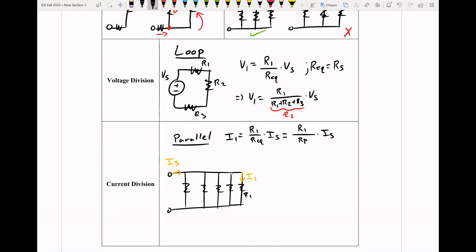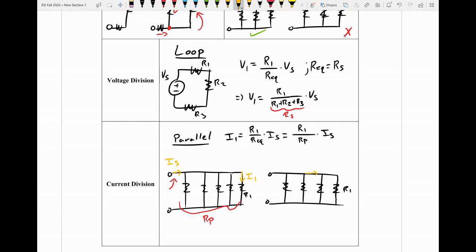Okay, now what parallel are we going to use? Well, since our current that we're breaking up, IS, is way over here, and it's before we hit any of these resistors, our parallel is going to be all of these. If we do something different, like this, this will be R1.